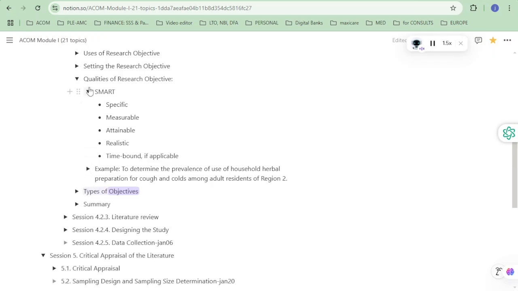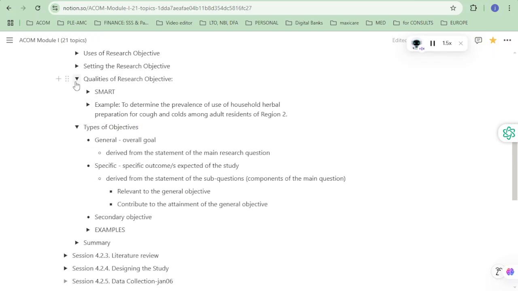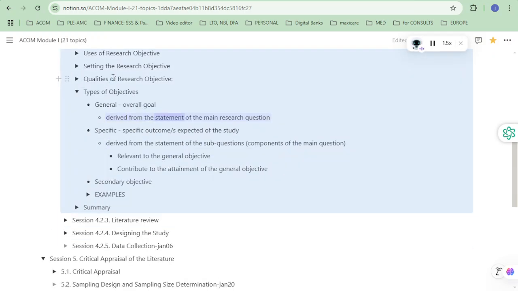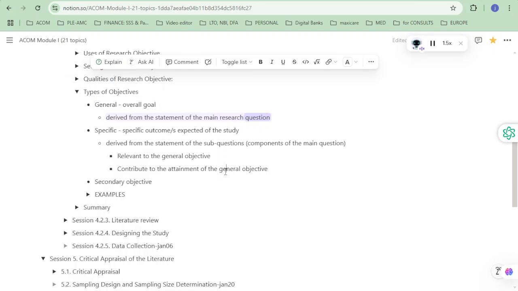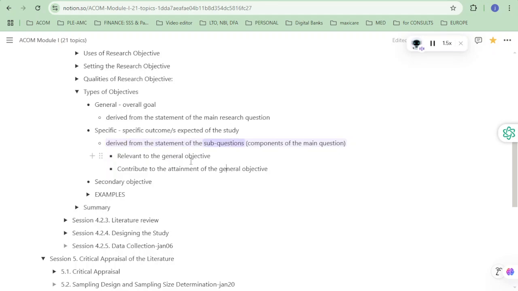Types of objectives. General: the overall goal, derived from the statement of the main research question. Specific: the specific outcomes expected of the study, derived from the sub-questions, the components of the main question. They are relevant to the general objective and contribute to its attainment.